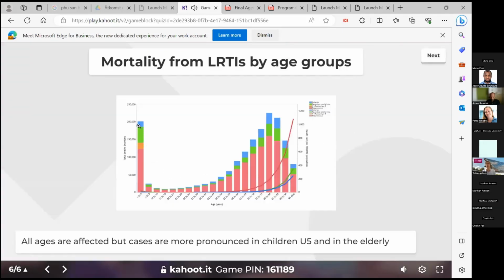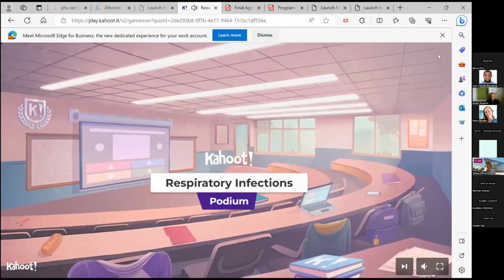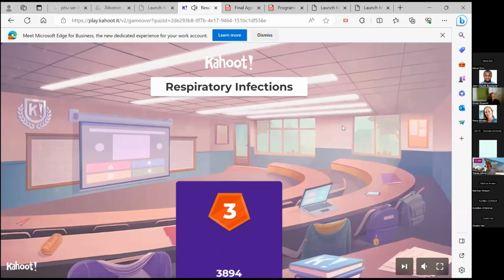You can see this is mortality from lower respiratory tract infections by age group, very much in the young children and a lot in the elderly. But we have mortality all over the age groups. On the x-axis here, this is age 1 to 4, 5 to 9, etc., etc. Most pronounced in the children and in the elderly, but it's an issue for everyone.